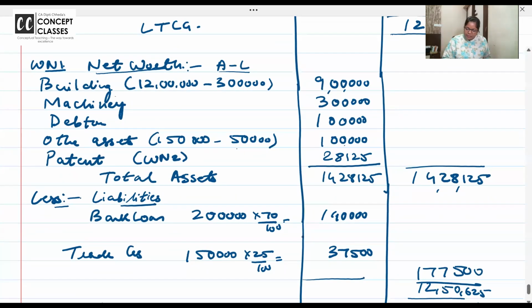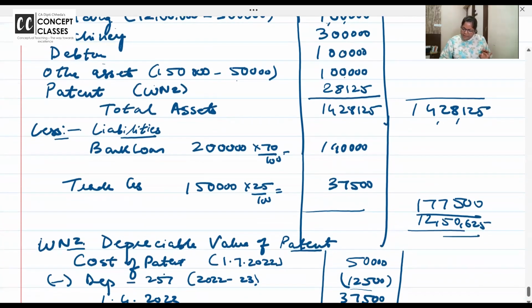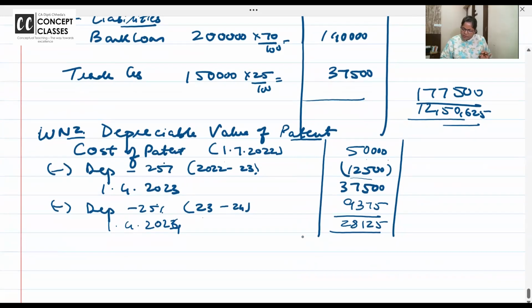So in assets, if building was revalued, remove it. Machinery, same. Data, same. Other assets, 50,000 is patent, which is not depreciated. We clearly said depreciable asset, depreciate. Non-depreciable assets, same. Revaluation, ignore. Current assets, data and all same. So patent, they didn't depreciate and it was purchased in 22. Actually, it should be 21 only.